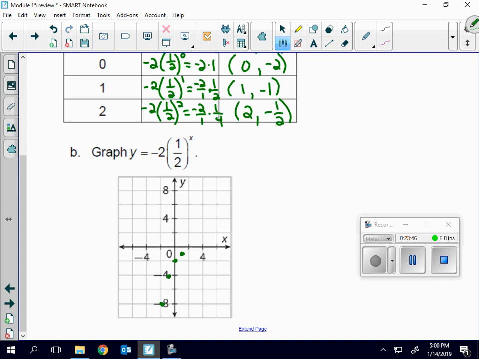I don't like going by 2's, by the way, but we can do it. And then 2, -1/2. So here's the 2 line, and I want to go down just a little bit, so about there. So it's going to look like that, and they don't say anything about it being discrete, so I can go ahead and connect my dots. And there you go.